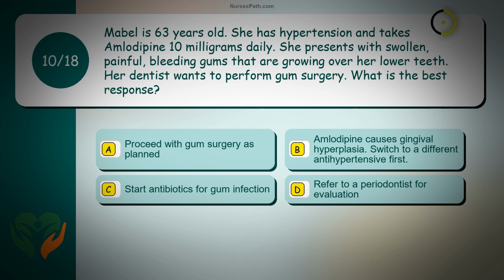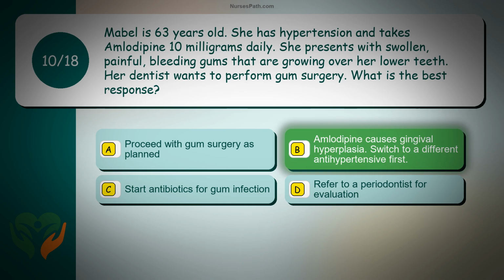Option A. Proceed with gum surgery as planned. Option B. Amlodipine causes gingival hyperplasia. Switch to a different antihypertensive first. Option C. Start antibiotics for gum infection. Option D. Refer to a periodontist for evaluation.